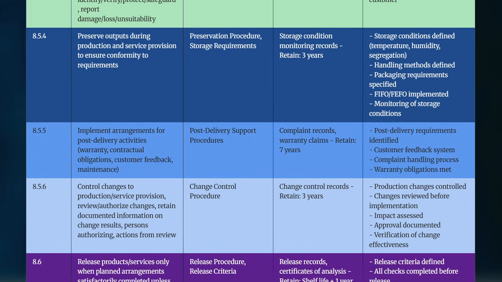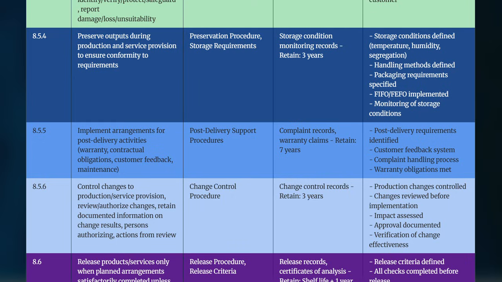Then you have clause 8.5.4, which requires you to preserve outputs during production and service provision to ensure conformity to requirements. The documents you need to have here are a preservation procedure and storage requirements. Also, you need storage condition monitoring records, and you retain them for 3 years.